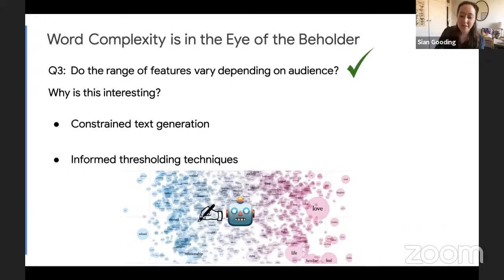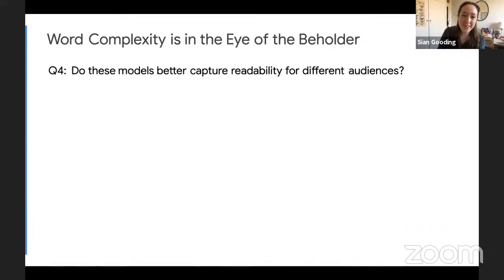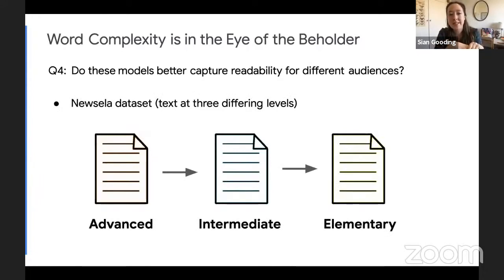So then the last question in this paper: do these models better capture readability for different audiences? We were keen to look at this in more of a downstream way, and we looked at readability. As I said, readability is where you're assigning a level to a piece of text. We used this dataset Newsela, which has text at three different levels. The way Newsela's set up is that it's been simplified: they have an advanced text, and they simplify it to an intermediate version and an elementary version. This is to train readability or text simplification systems.